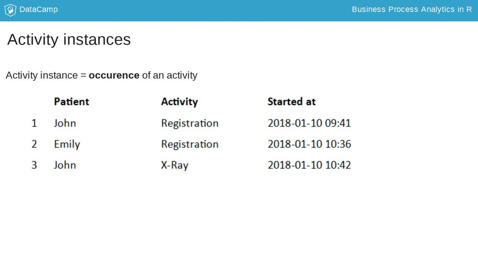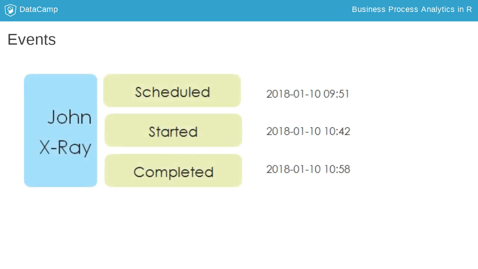However, activities rarely happen instantly. They usually take some time. An activity instance therefore can consist of a series of events. If we take a closer look at the X-ray activity execution for John, we would see that it was scheduled during registration at 9:51, it actually started at 10:42, and was finished at 10:58. Each of these time recordings is called an event. One or more events together can form an activity instance, 3 in this case.